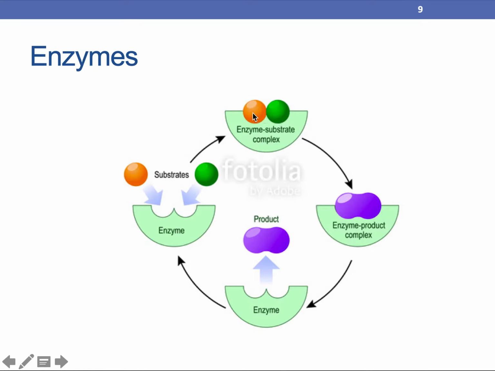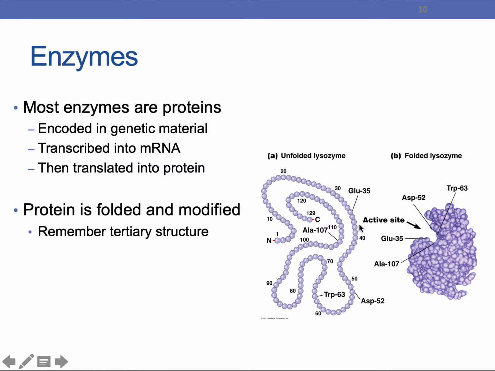So you see the color changes indicating the changes that are taking place. You have a product here. The product is then released from the enzyme, but the enzyme remains the same. And then it enters the system again, picks up new substrates, and converts them, or helps in the conversion of these substrates into products. And so this goes on and on and on.